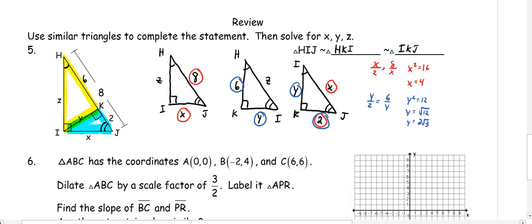And then the last one, z, is in the first two triangles, so we would have z over 6 equals 8 over z, so we get z squared equals 48. So we take the square root of both sides, so z equals the square root of 48, which is 4 root 3.